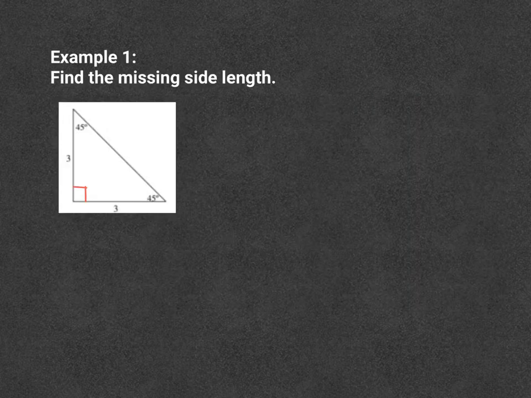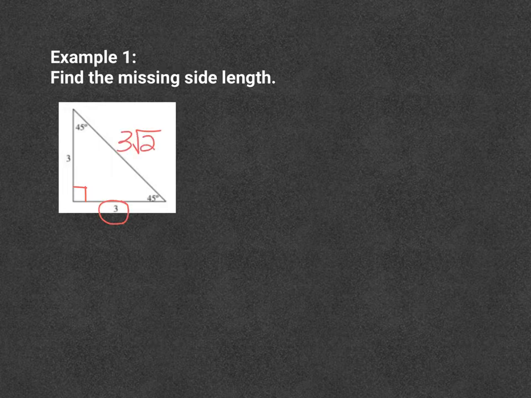Example number 1. Find the missing side length. I notice that I have both my legs, but I'm missing the hypotenuse. So if you recall, when we go from leg to hypotenuse, it's getting bigger. So all we have to do is multiply by root 2. I know that my leg is 3, so I'm going to take 3 and multiply it by root 2. That would be my answer for the hypotenuse.